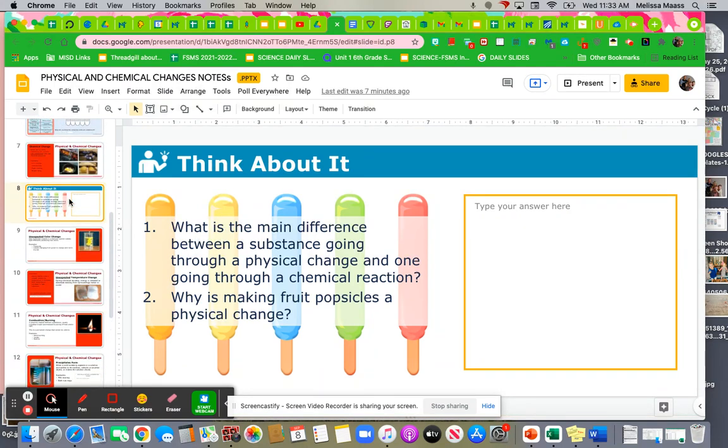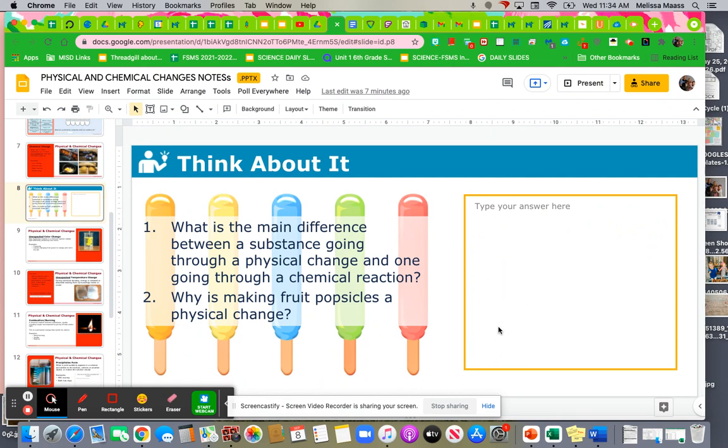So for a physical change, we're just altering the appearance. That's about it. We're not creating a new substance. When you're going through a chemical reaction, again, everything's kind of broken down and then rebonded into a new pattern, which makes a whole brand new substance. Okay? So here's a question down here. So you could then type that in.